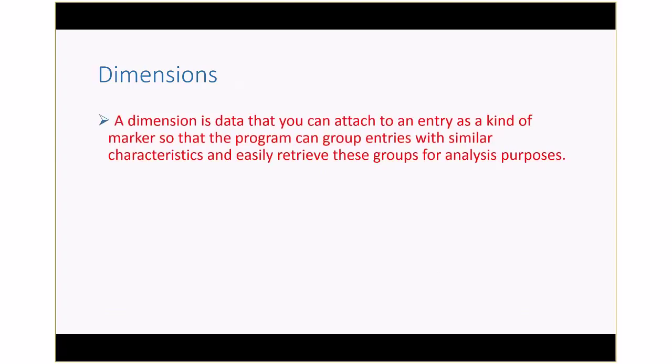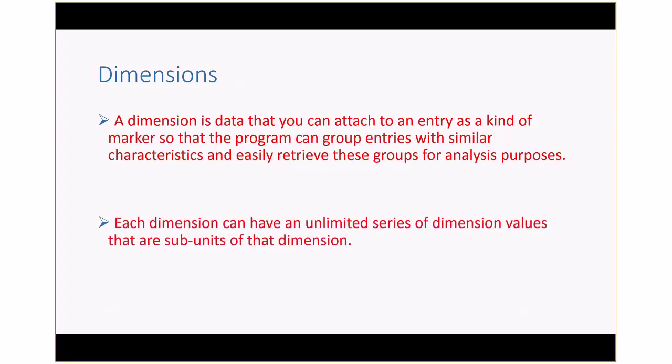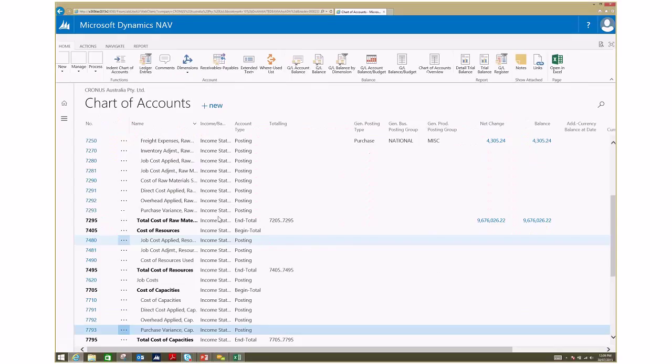So what is a dimension? A dimension is data that you can attach to an entry as a kind of marker so that the program can group entries with similar characteristics and easily retrieve these groups for analysis purposes. Each dimension can have an unlimited series of dimension values that are subunits of that dimension. Now, while that is a very straightforward definition, it's always better to go in the program and actually see what Christopher's talking about. Let's go and just do that.